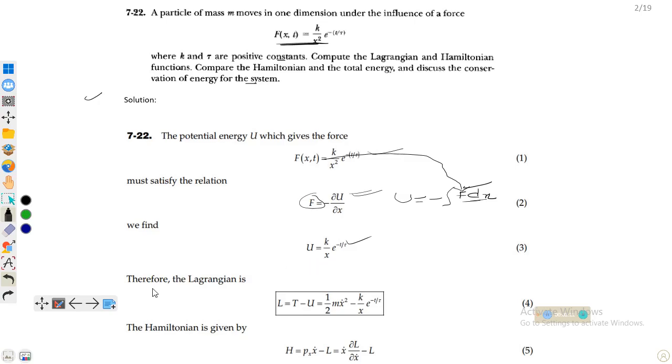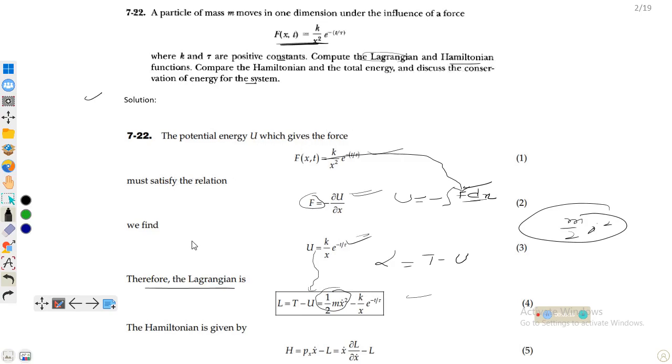The next step is writing the Lagrangian. Our first task was computing the Lagrangian, which is equal to T minus U. The kinetic energy, for a particle moving in one dimension along x, is m over 2 x dot squared. We plug in the potential energy u, so it becomes m x dot squared over 2 minus k x exponential minus t over tau. So this is the Lagrangian.